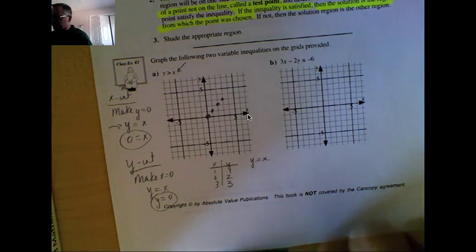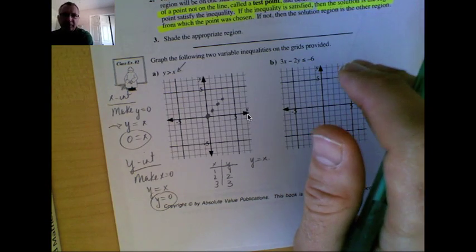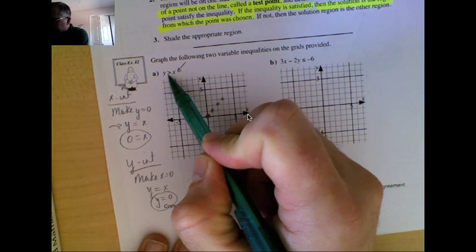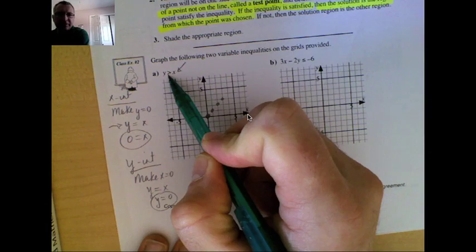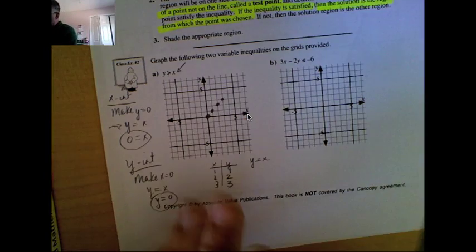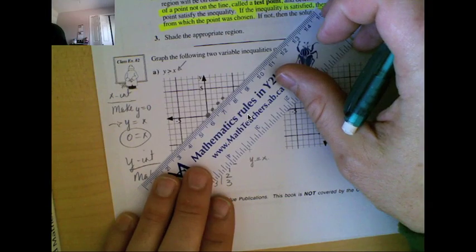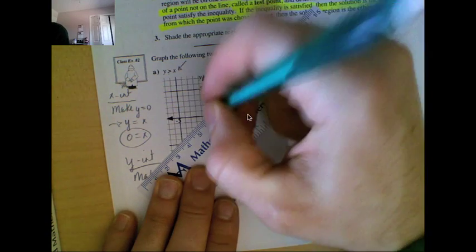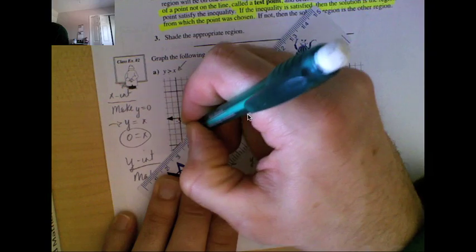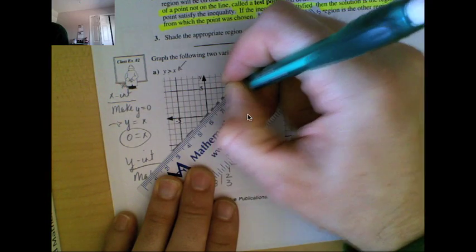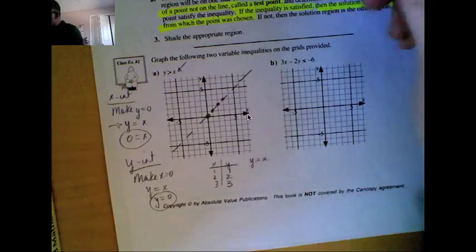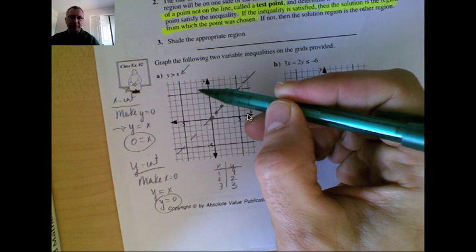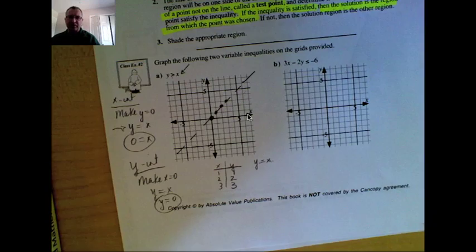So now we need to decide whether or not we're going to graph a broken line or a solid line. And remember, if this inequality has an equals in it, then that's going to be a solid line. In this case, the inequality does not have an equal sign on it. So we graph what's called a broken line. You just put your ruler down and you basically make some dashes like this. So now we have our two half planes. We have the region above this and the region below this.